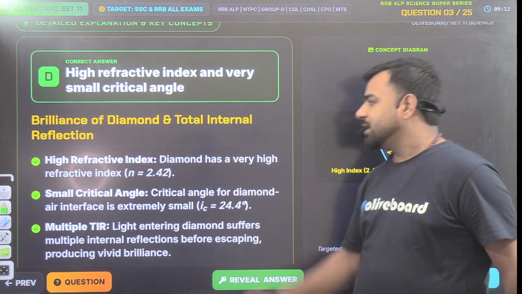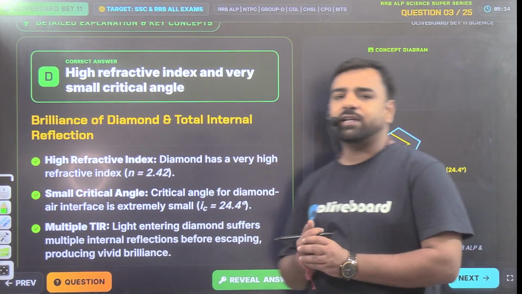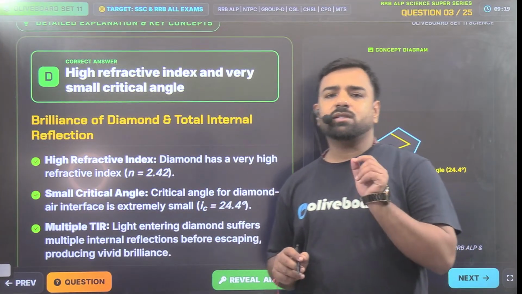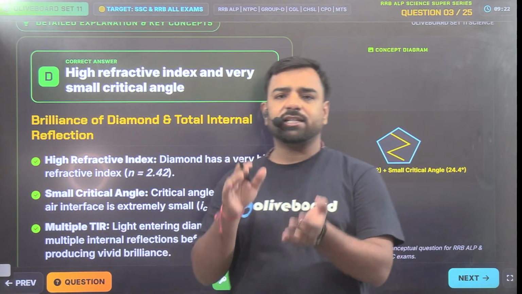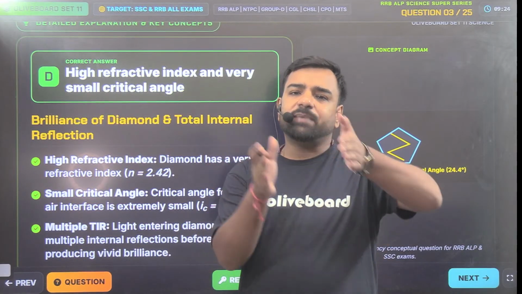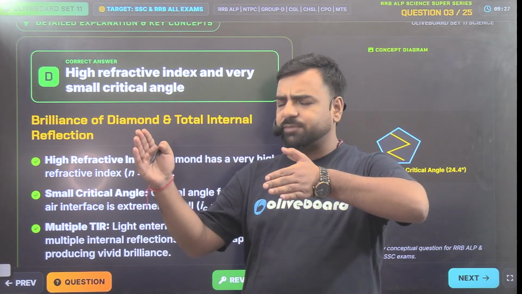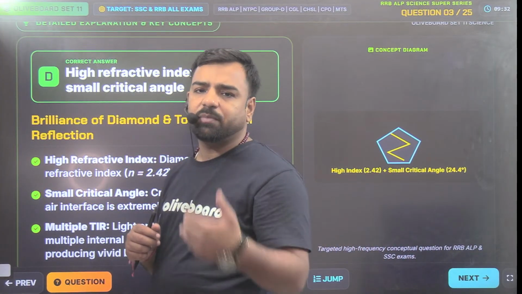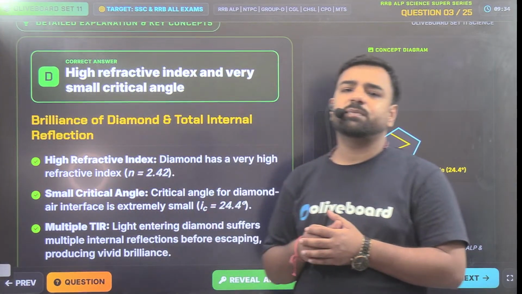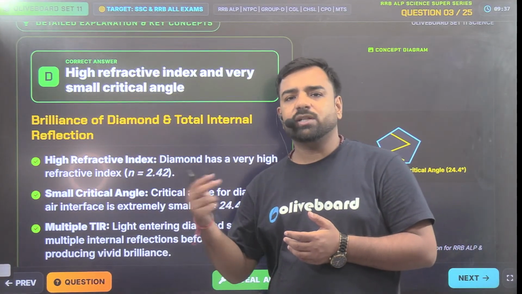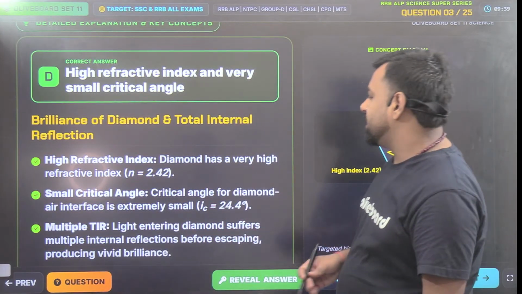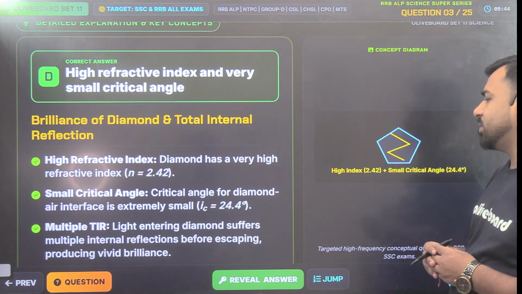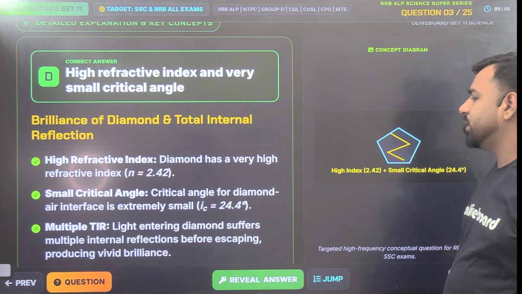So the explanation is, diamond has a very high refractive index, where the value is 2.42. One more thing, guys: why is there no unit given? Because refractive index is the ratio of the speed of light in vacuum and the speed of light in that particular medium. So whenever you take the ratio of the speeds of light, the units cancel out each other. That's the reason. The critical angle at the diamond-air interface is extremely small, and that's 24.4 degrees.